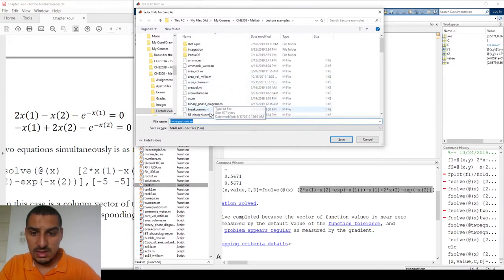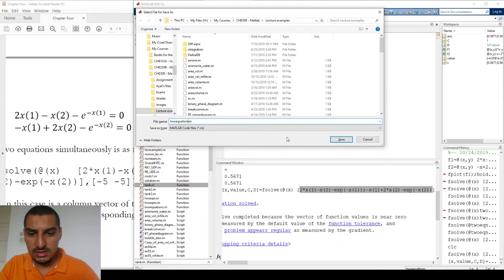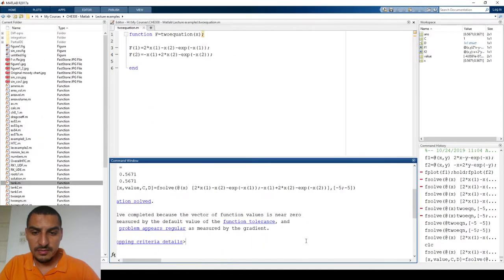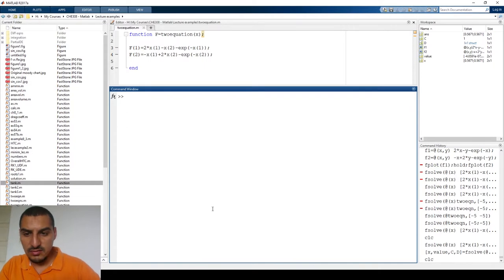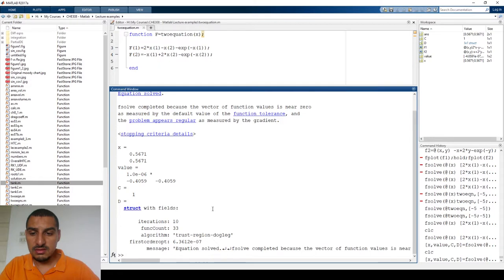So we save this. It will save with the same name that I put. I already have one with the same name, so I'll make it toequation. And it's showing an error here because the name here is different from the name of the file, so I'm going to change it. And we will come here to the command window. I'll clear everything and get the last time we wrote everything. The only difference here is I'm going to replace this part with the file name, toequation, and that's it. It's going to solve everything.